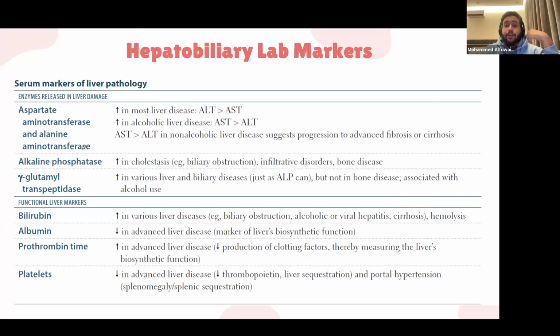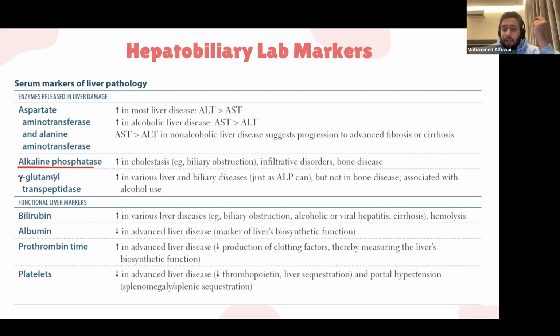Now, markers for cholestasis, which is biliary tract stasis, bile stasis, or diseases in the bile ducts, you have two: alkaline phosphatase and gamma GT. Which one is more sensitive and specific from these two for bile duct diseases? It's gamma GT. Why gamma GT? Alkaline phosphatase, you can detect it in bone diseases. Exactly.